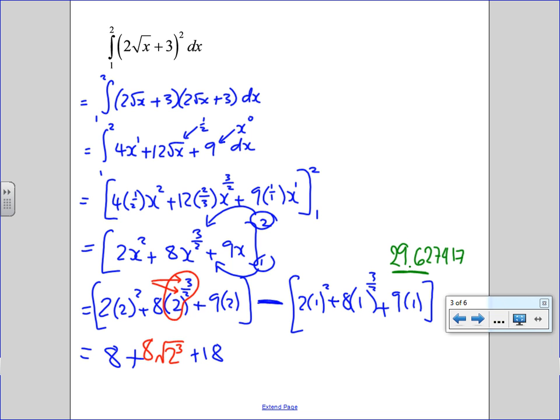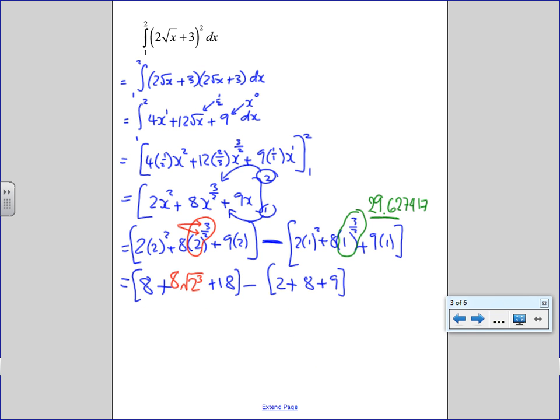Plus 18 minus, and then I've got 2 plus 8 plus 9, because here it's only the 1 that's got the power on it, not the 8, and 1 to the power of anything is just 1. 1 times 1 times 1 times 1 is 1. Okay, so I think it's going to be a calculator thing here.